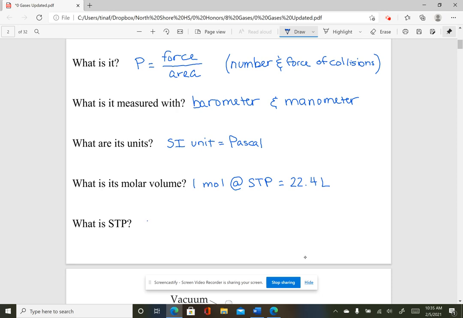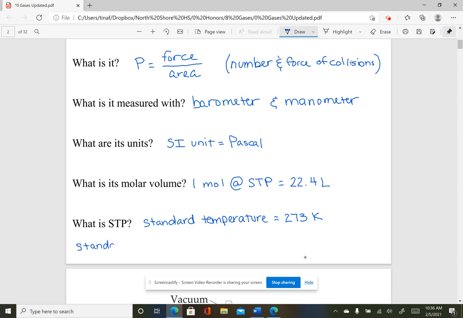So for standard temperature, there's actually two values. But in this unit, especially when we do calculations, it's always important that the temperature is in Kelvin. So I'm just going to give you the standard temperature in Kelvin, which is 273. In degrees Celsius, that would be 0 degrees Celsius. But whenever they say standard temperature, you want to think 273 Kelvin.